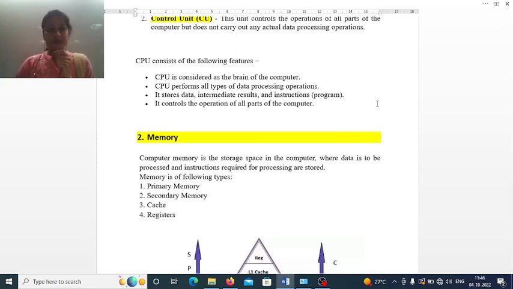Second, CPU performs all types of data processing operations. It stores the data, intermediate results, and instructions. It controls the operation of all parts of the computer. So we can say that in a computer the CPU is the one who processes the data as well as controls all the operations.